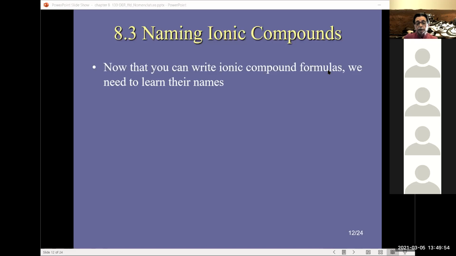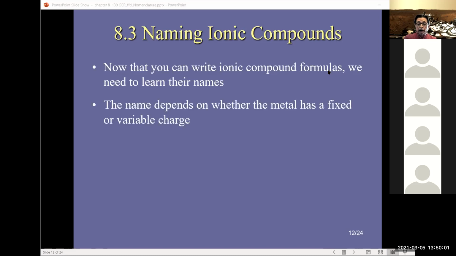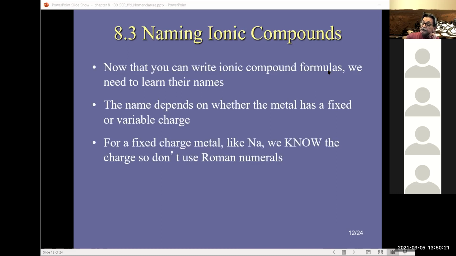All right, here we're talking about naming ionic compounds. I have been introducing that as we progress, okay? And the naming depends on the fixed or the variable charge. If we have a fixed charge, I hope you see the trend here so far, of the 16, we don't use Roman numerals. It's straightforward, whatever metal that is. It is only when it's a variable charge metal that we use Roman numerals to name them, okay?